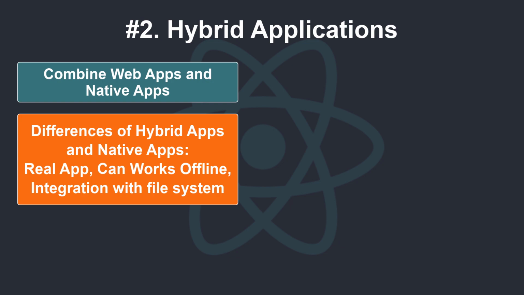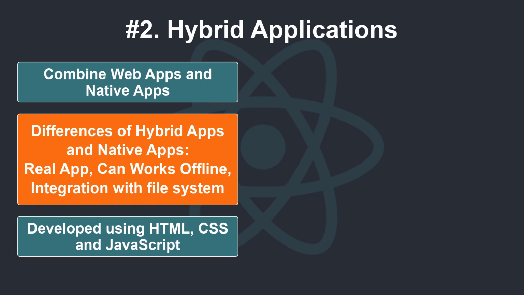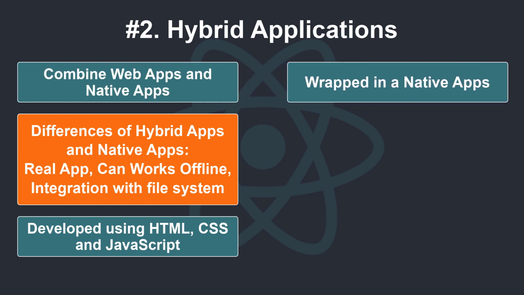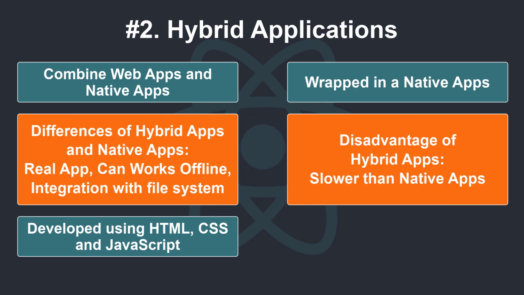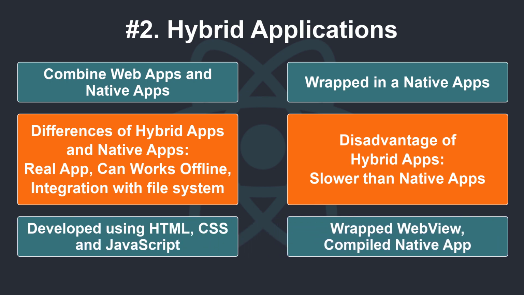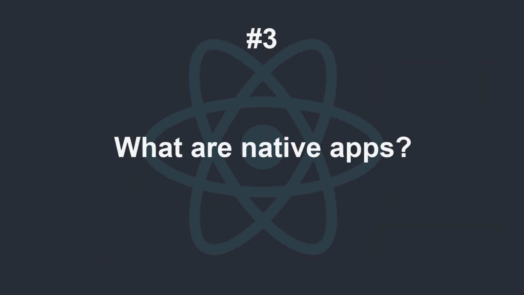Hybrid mobile apps are usually developed using HTML, CSS, and JavaScript, and then wrapped in native apps with the help of special platforms. The disadvantage of hybrid apps is that their speed depends on the speed of the browser. Thus, hybrid mobile apps are usually slower than native apps. There are two ways of building hybrid mobile apps: web view wrapped in a native app and compiled into native app.